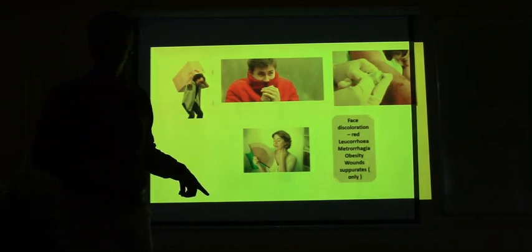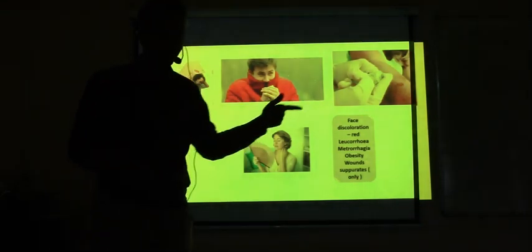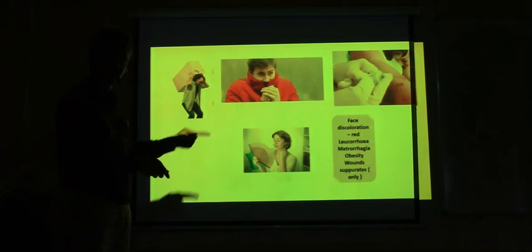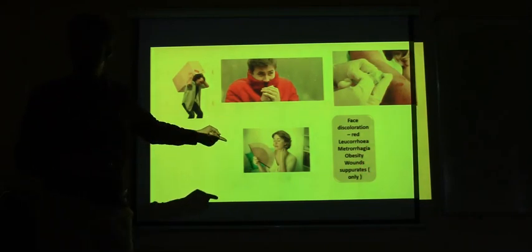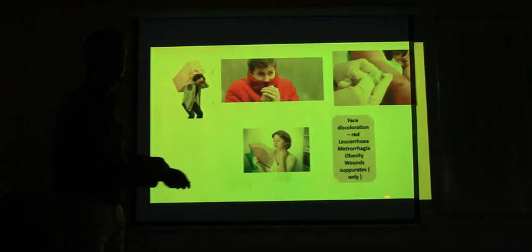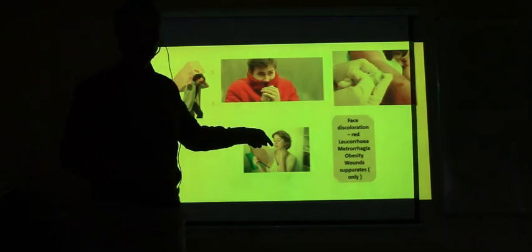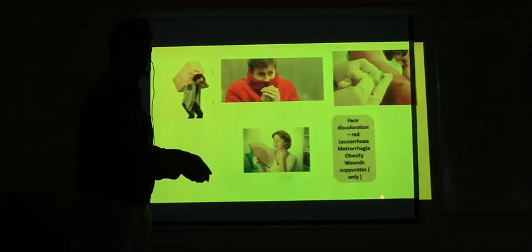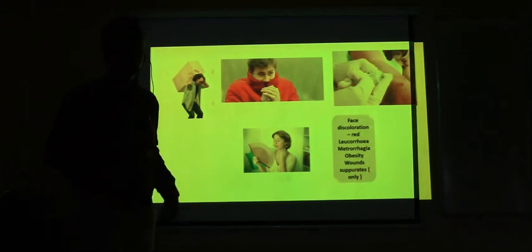I'll quickly give a list of things that can happen in graphites because of menopause or during menopause. There is red discoloration of face. There can be leucorrhea, there can be mastalgia, there can be obesity, or wounds suppurate during the period of menopause. What is this last statement? Please think and answer, because this is the only remedy mentioned in your repertoire. Wounds suppurate during the period of menopause.